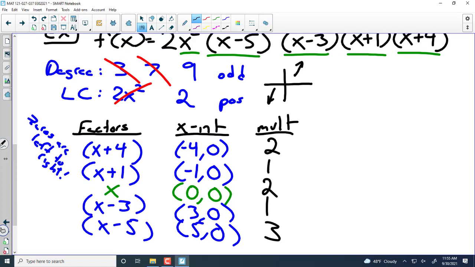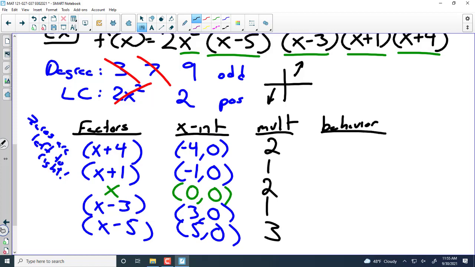Once we write down our multiplicities, we do a little safety check. We add them up. 2 plus 1 plus 2 plus 1 plus 3, 9. That should be my degree. Means I didn't miss anything. And now I do my behavior.